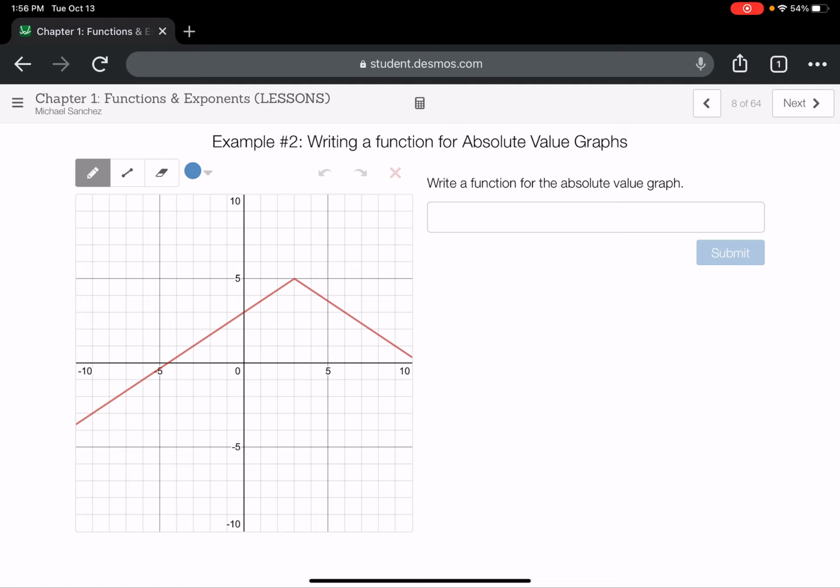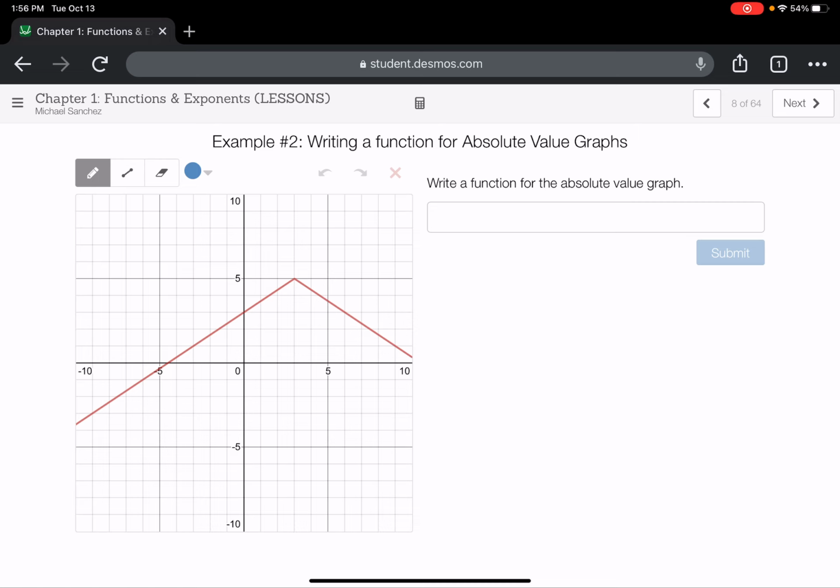Okay. Example 3, there's a typo here. Example 3 is writing a function for an absolute value graph. So this, we're going to do the opposite. We have the graph here. What we need to do is figure out what is the function. Okay, we need to type out the function.